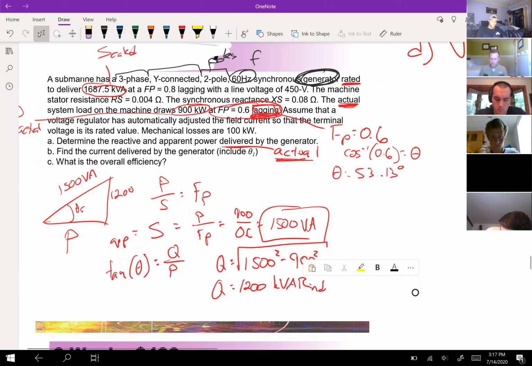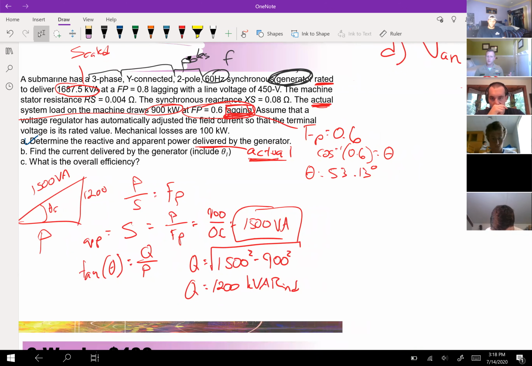So the first part says determine the reactive and apparent power delivered by the generator. We've done that. That was part A. Part B says find the current delivered by the generator and include the angle of I. So from here, there's two ways that you could do it. I will show the way that's on the formula sheet, the most straightforward. And if you want to see the other way, remember yesterday in class, I gave that other example. You can look at that.